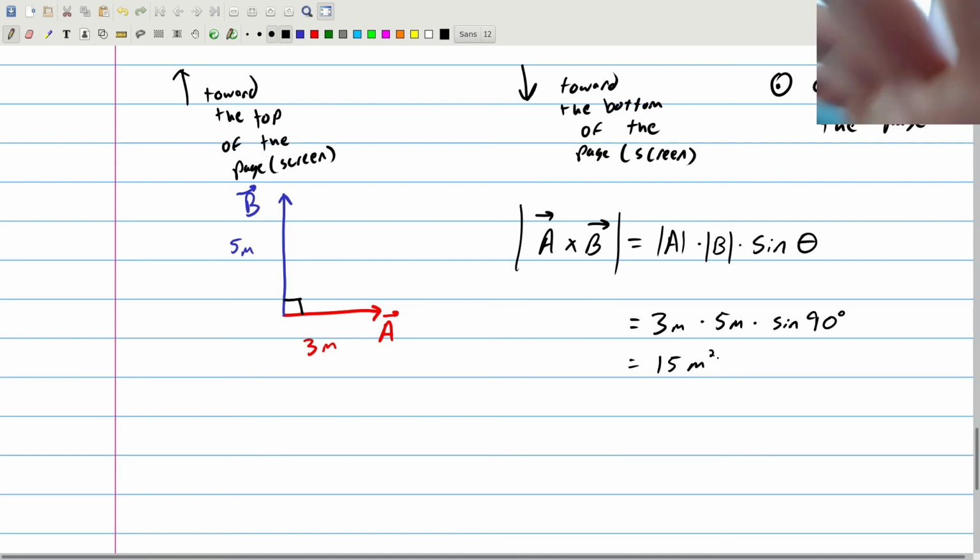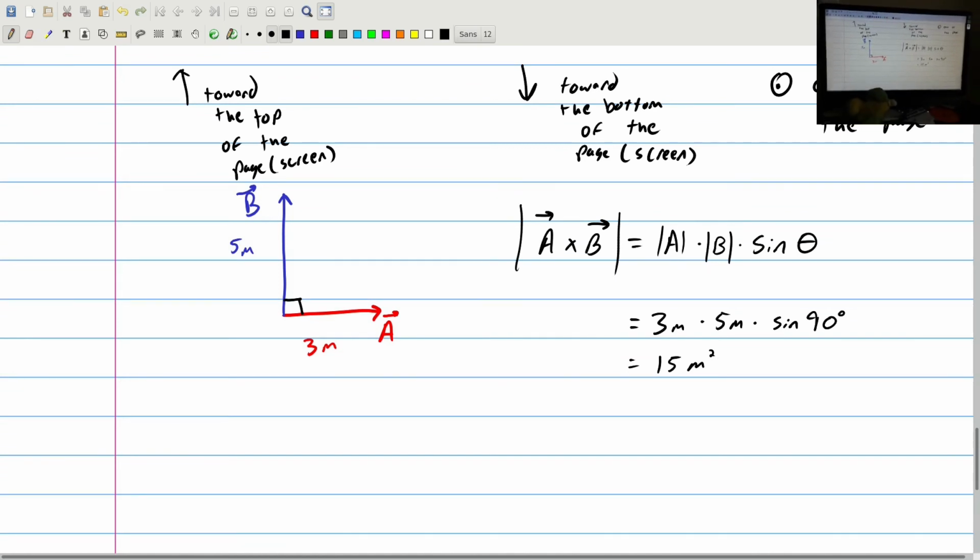All right. Let's expand that a little bit so you can see. I can see on my screen the A vector is pointed to the right. So I'm going to take my index finger, point it straight out, and line it up with the direction that my first vector is pointing. To me, it's to the right, so it's going to go that way.